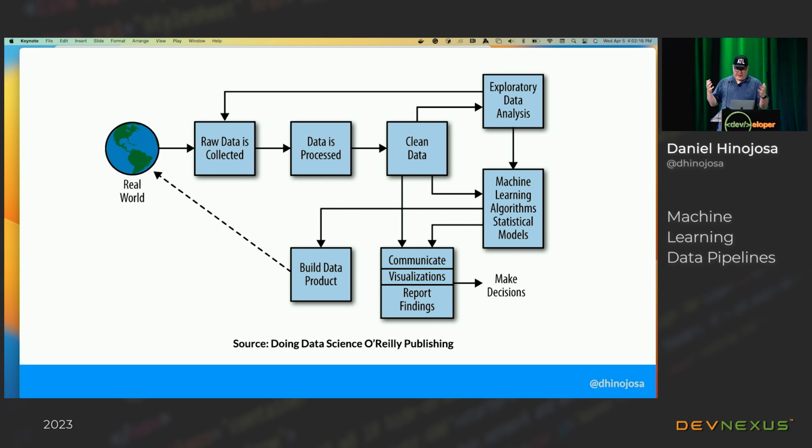So we get the data, we prepare the data, we clean the data, and then we need to explore if everything is going to be correct. Now you'll notice here this exploratory data analysis arrow goes back to the raw data is collected. We need more data, and we need to capture that data and ingest it again, and get better data over and over again.